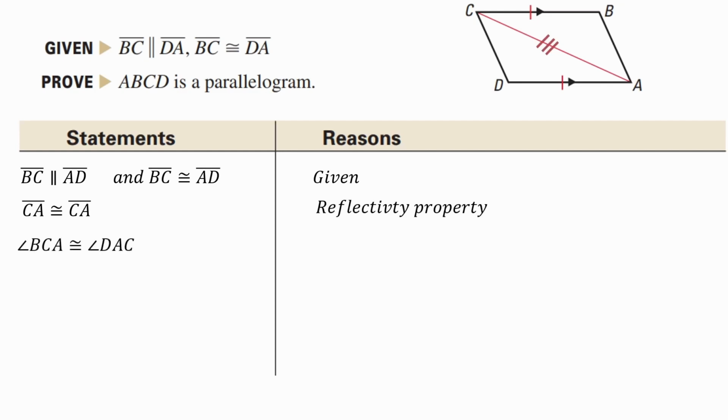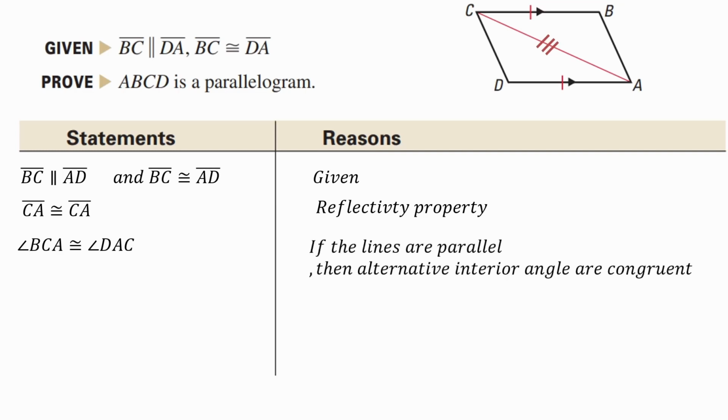Then we can actually say that the angle BCA is congruent to angle DAC. That is because of the parallel lines. So if the lines are parallel, then the alternate interior angles are always congruent. Okay, and I show that with those markings. Then as a result, we can say that triangle CDA is congruent to triangle CBA because we were given a side, then an angle, and a side. So it's side, angle, side.